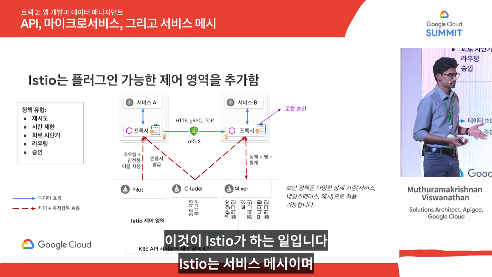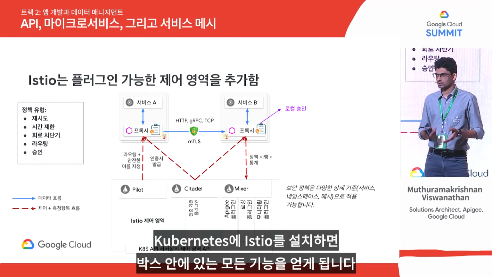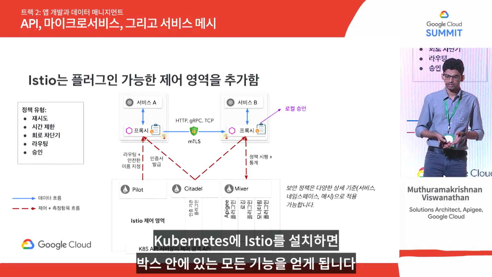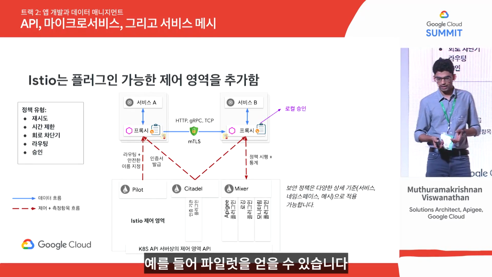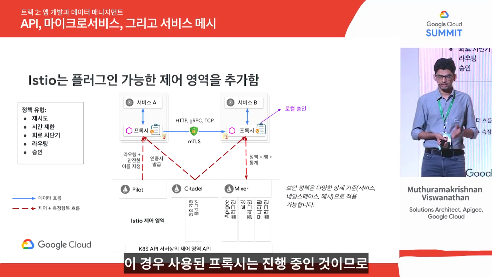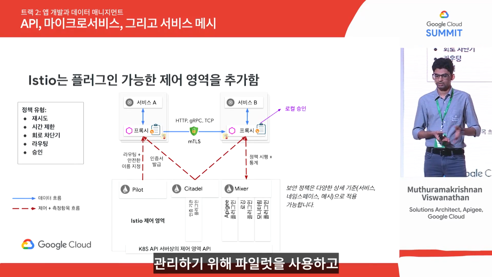So this is what Istio does, right? Istio as a service mesh provides the exact same features. When you install Istio on Kubernetes, you actually get all these features out of the box. For example, you've got Pilot, which is going to manage your Envoy proxy. In this case, the proxy that is used is Envoy, and to manage that, we're going to use Pilot.